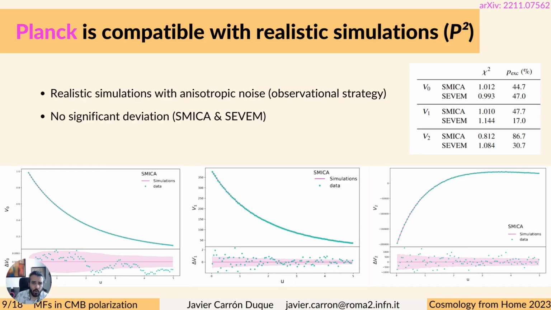Now we have also analyzed Planck data. Planck polarization data is not isotropic because of the observational strategy. It has anisotropic noise, which affects the level of anisotropy of the map. So we cannot compare it with the isotropic expectation, but we can compare it with realistic simulations that take into account this observational strategy. We did this and observed that the Planck maps are actually very compatible with the realistic simulations. So there is no unexpected non-Gaussianity.